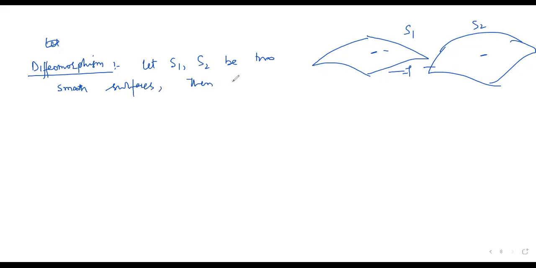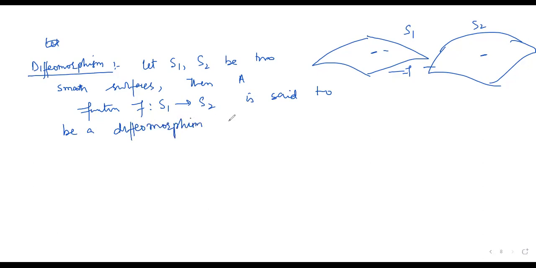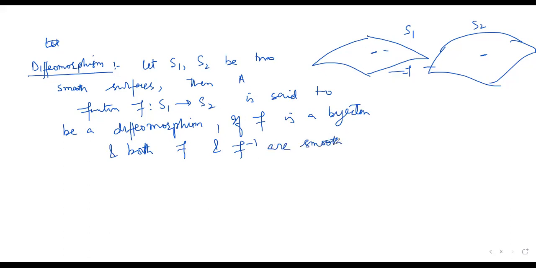then a function f from S1 to S2 is said to be a diffeomorphism if f is a bijection and both f and f inverse, since it is a bijection the inverse also exists, are smooth, that is, their derivatives or partial derivatives of all orders exist.